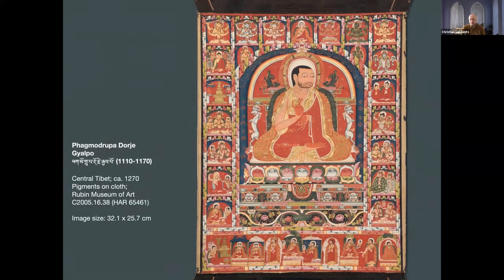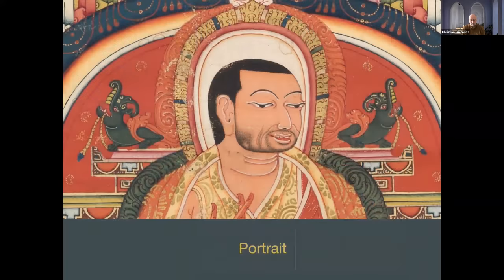But this comparison of the teacher with the Buddha goes further. In this particular example, we have again a teacher portrait, and we look at it more carefully and in greater detail. It's a very prominent Tibetan Buddhist teacher of the 12th century called Pagmudupa Dorje Gyalpo, who is represented, and from whom eight different schools of Tibetan Buddhism essentially branch off. If we look at the painting more closely, there are different elements I want to discuss about it. The first one is the notion of a portrait that is communicated in this case.